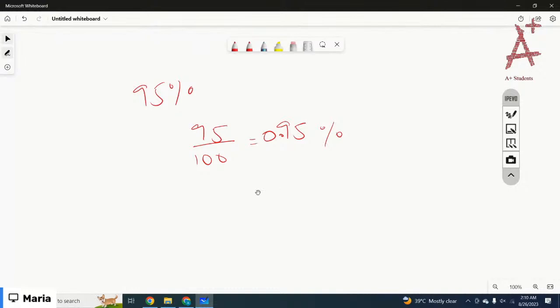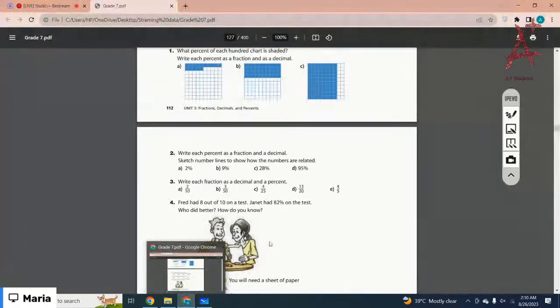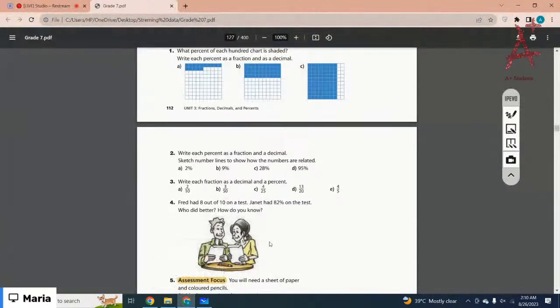Okay, let's just start with question number 3. Write each fraction as a decimal and as a percent. Now you are given the question in fractional form. You have to write it in decimal and percent form, right? It will be 2 over 10. You have to write the answer in percentage form.